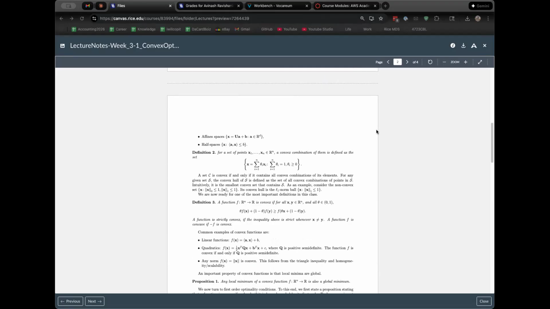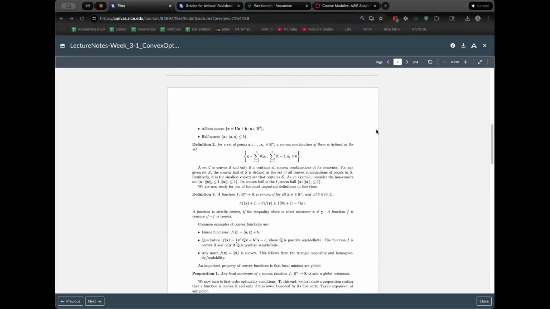If you scroll down a little bit, there are more examples. So affine spaces are basically where you take the plane and then move it a little bit up and down. That makes sense. And half spaces, does this definition make any sense to you? I guess you take a subspace and it's half of that maybe.